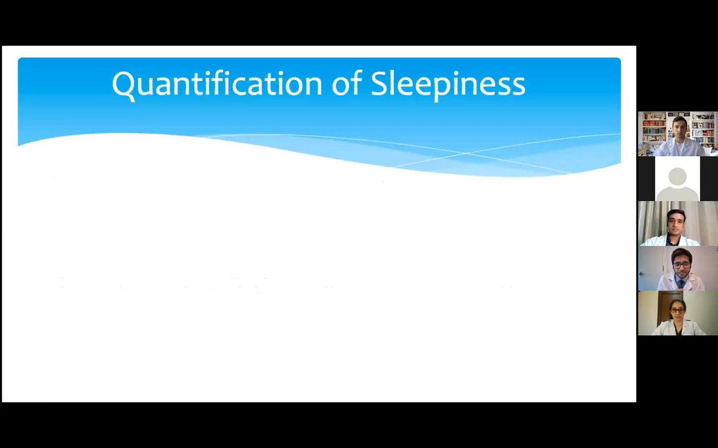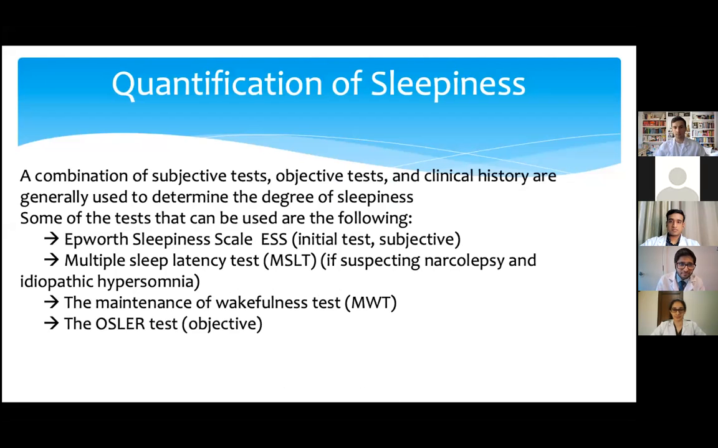But the important thing is to know that even after clinical history, how do you quantify the sleepiness of the patient? So we have a combination of subjective tests and objective tests, along with the history. The initial test is a questionnaire which the patient fills out. Objective tests are also used, especially if you're suspecting narcolepsy and idiopathic hypersomnia.